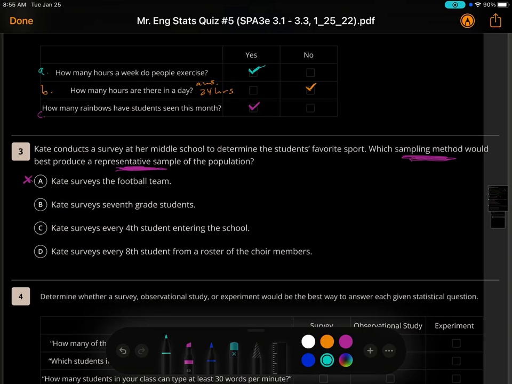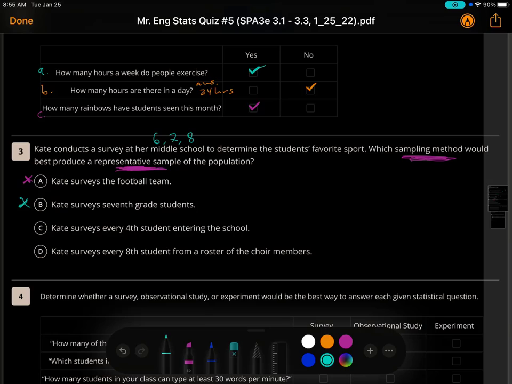B, Kate surveys 7th grade students. Okay, middle school is grades 6, 7, and 8. That might be a good one, but she's only representing who? People who've already been at the school for at least 1 year. Maybe the 6th graders are not represented or underrepresented.